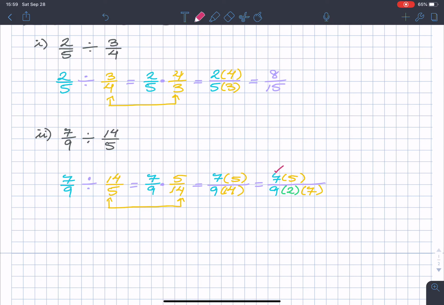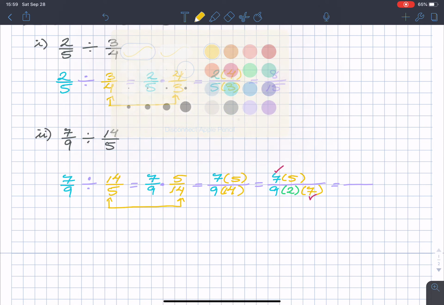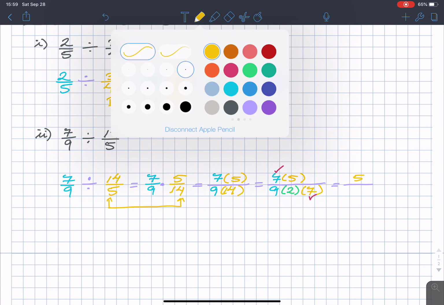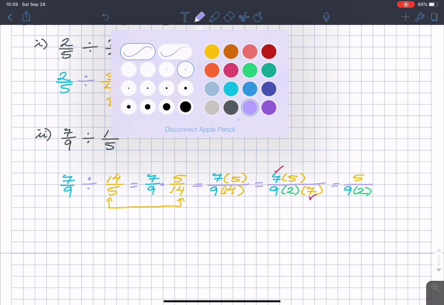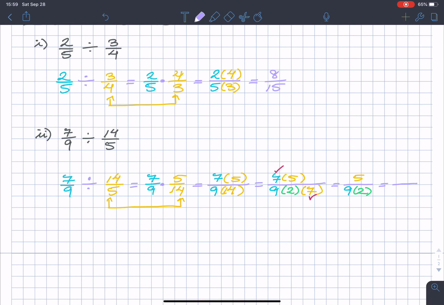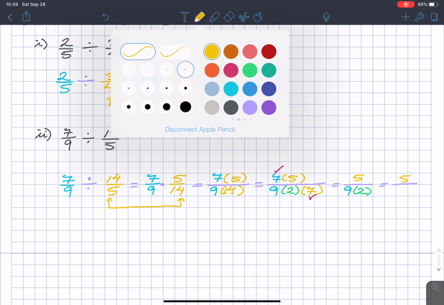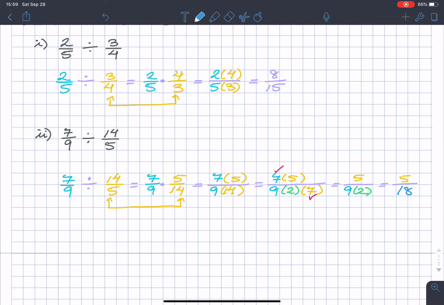So as long as there's a 7 common in the numerator and the denominator, 7 over 7 is a whole. It's a whole 1, so it can be reduced. So therefore, what remains will be the 5 in the numerator, and now the 9 times 2 in the denominator. So all we need to do is multiply 9 by 2, which is really 9 added to itself twice, which gives us 18. So there we are.